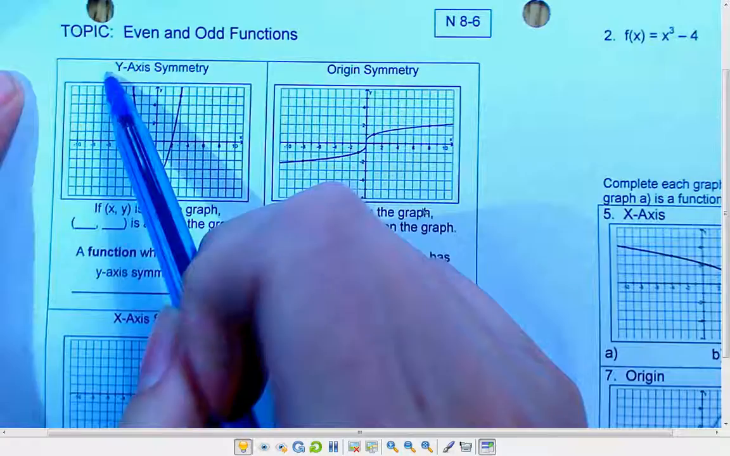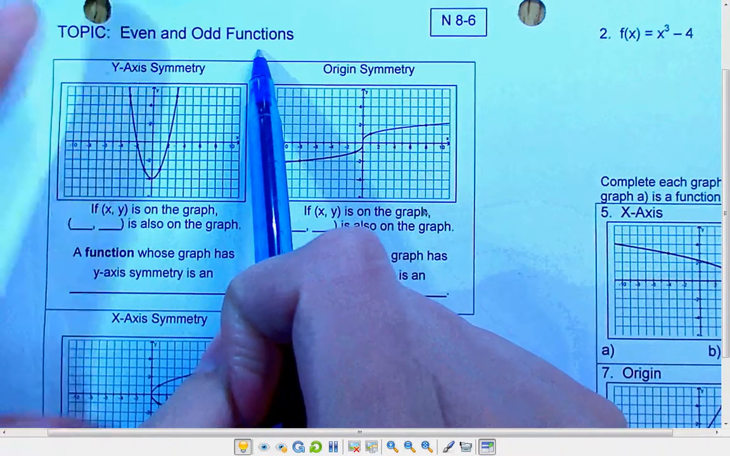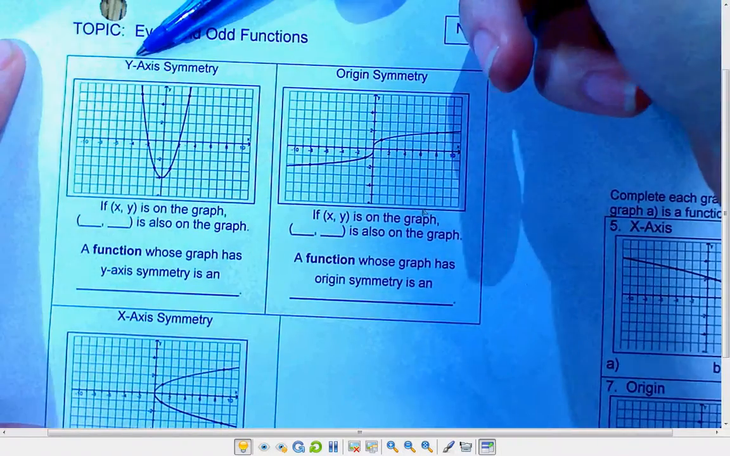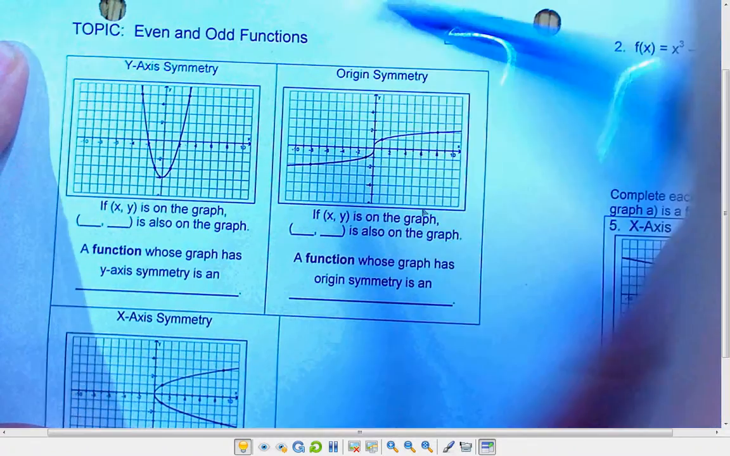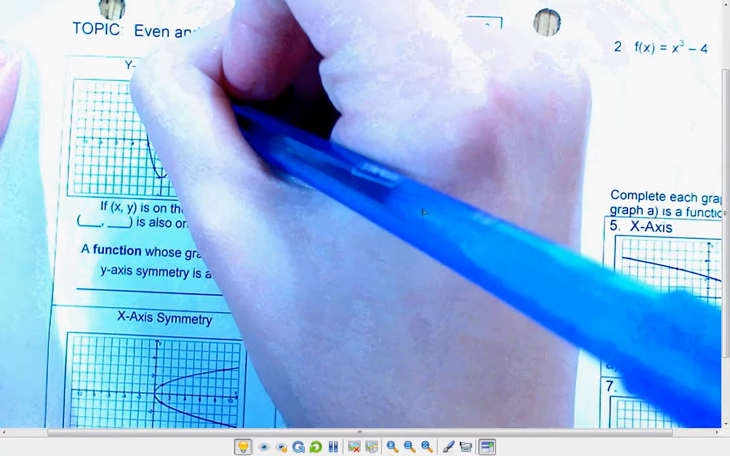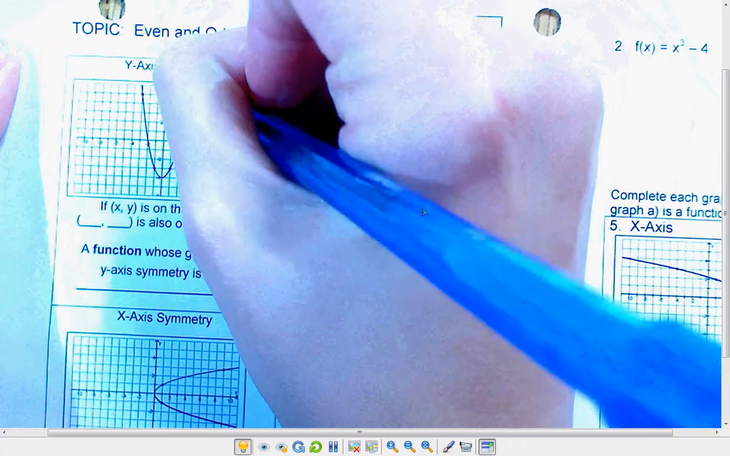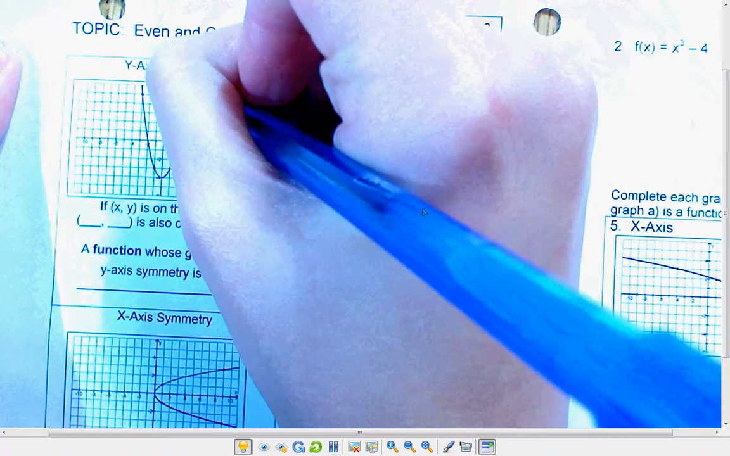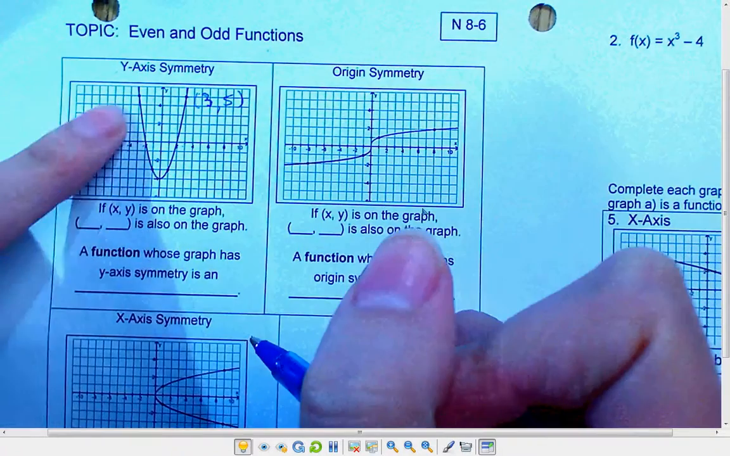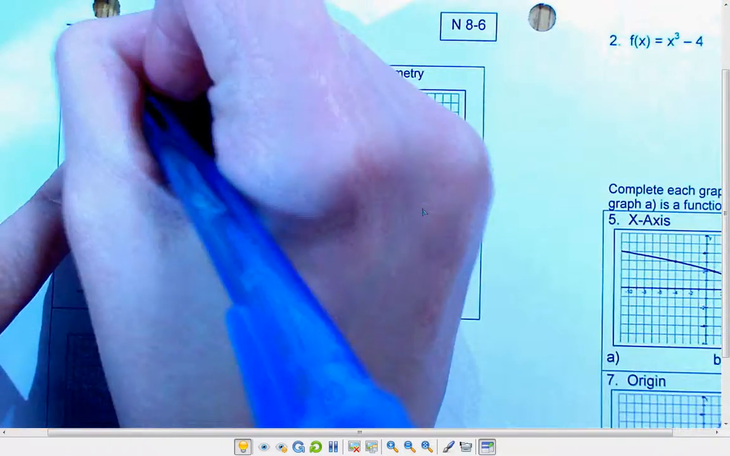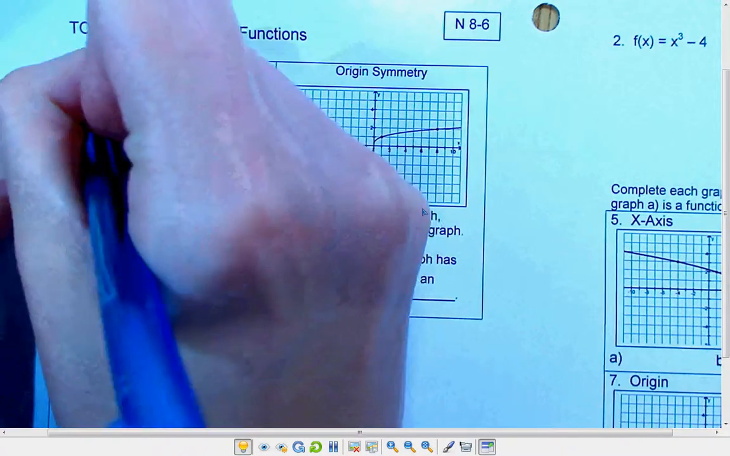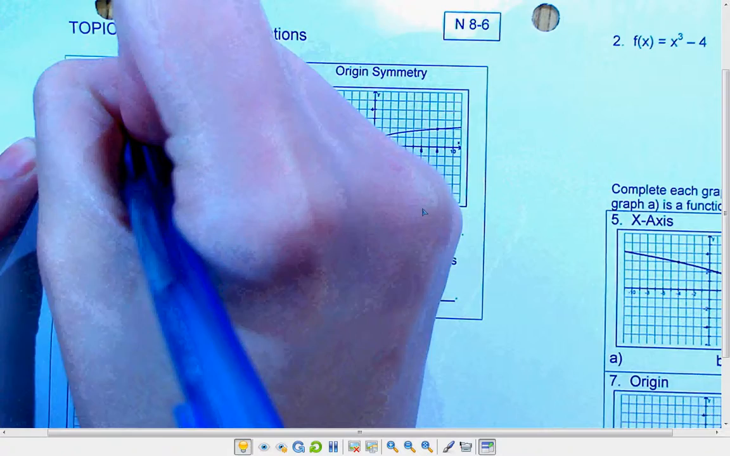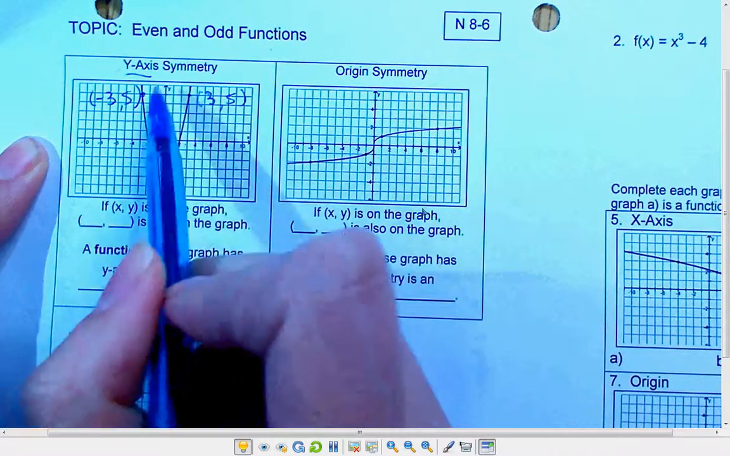Learning about even and odd functions. So let's start off with a function that has y-axis symmetry, which just means that if you have any point, for example this point right here, (3, 5), if you were to reflect it across your y-axis, we know that it makes your x change signs, and that point is also going to be a part of the graph.